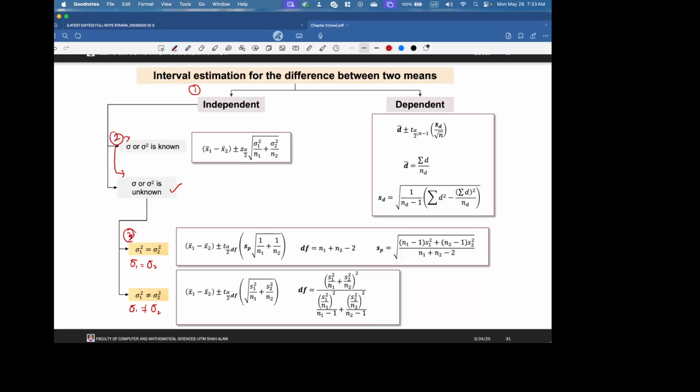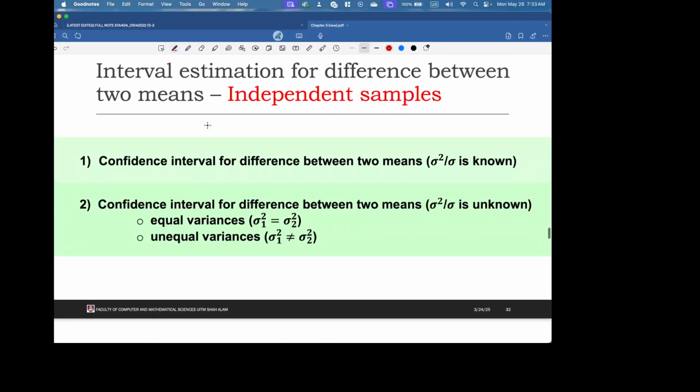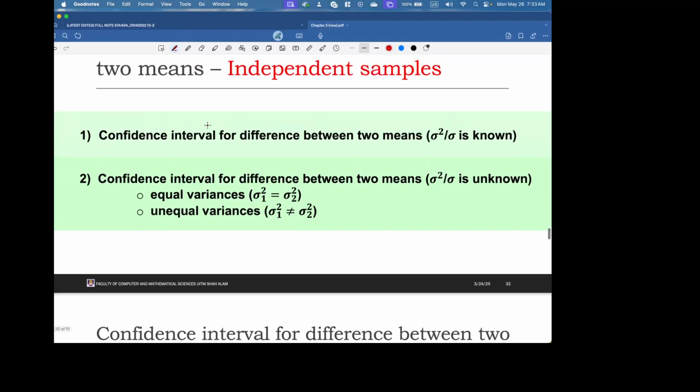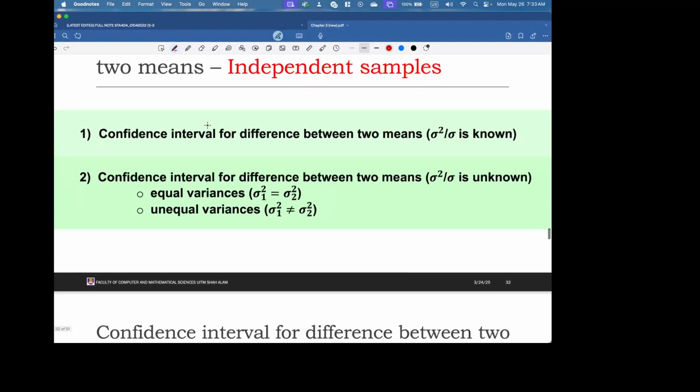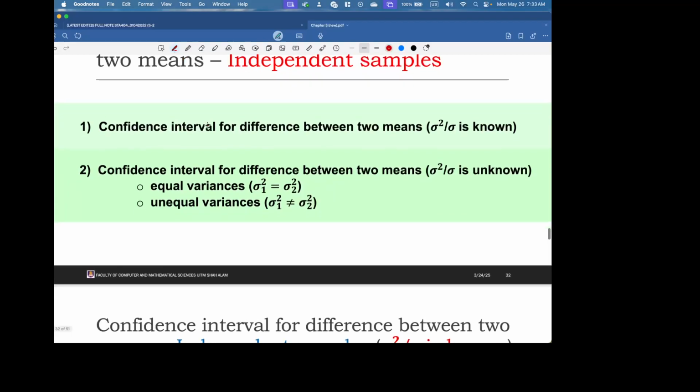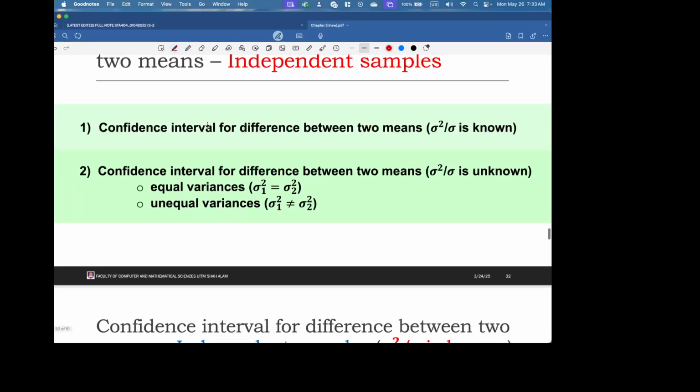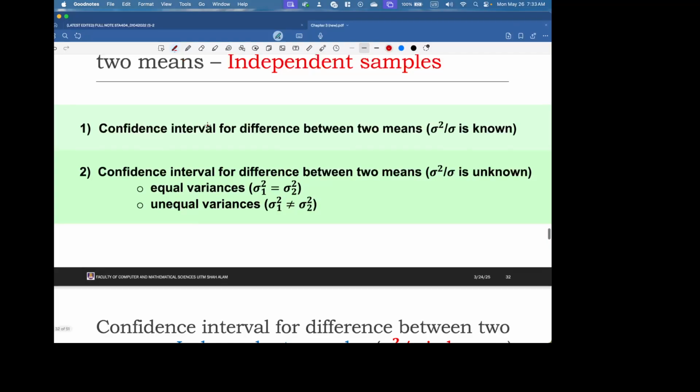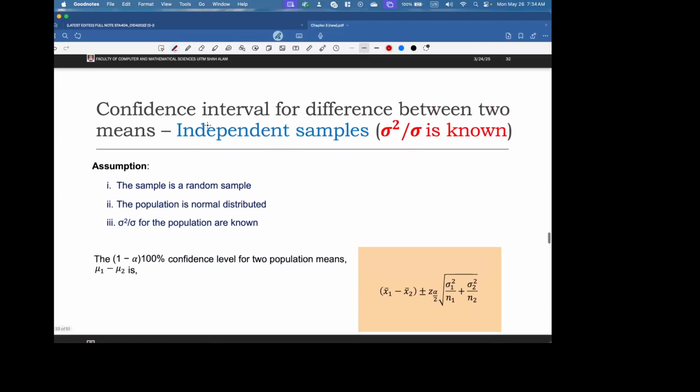So let's take a look at the first example, where sigma or sigma square is known. The first is the confidence interval for the difference between two means when sigma square and sigma are known. And then we have the confidence interval for the difference between two means when sigma square and sigma are unknown. For the second part, I will give you another video, another part of the recording session. So let's take a look at this one first.